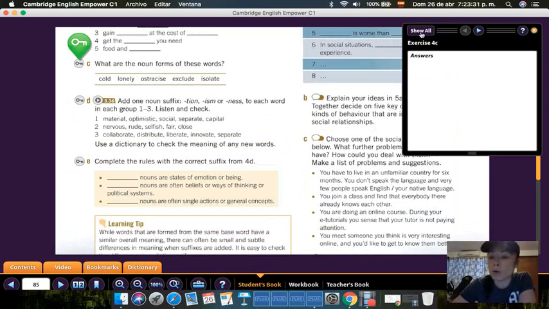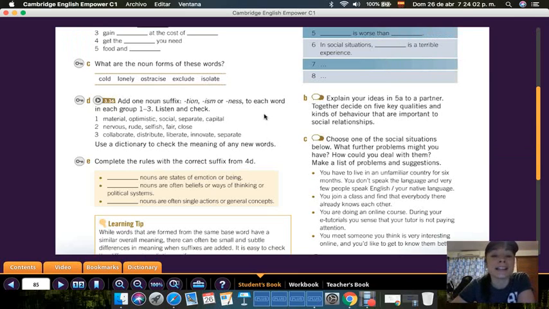When we make cold a noun, it's going to be coldness. Lonely, loneliness. Ostracize, ostracism. Exclude, exclusion. Isolate, isolation. In this case, isolate is an action, a verb, so isolation is a noun. Okay? So try to practice and to see how you change the form of the words.